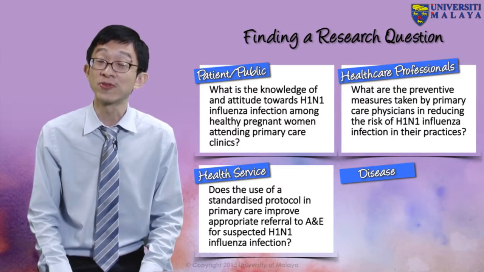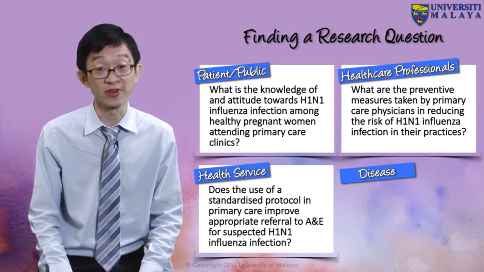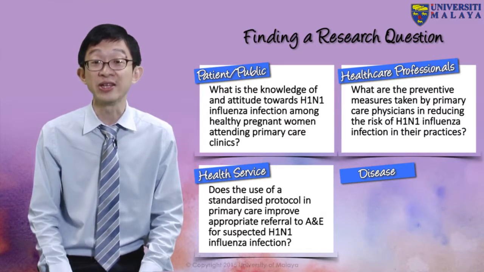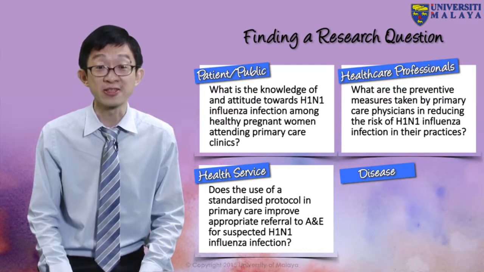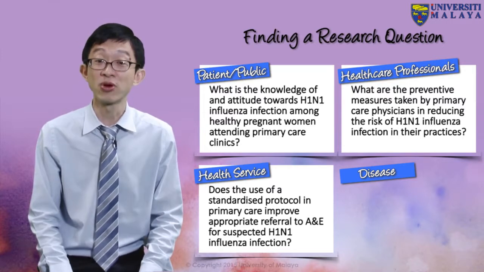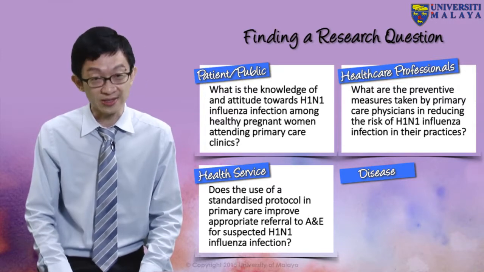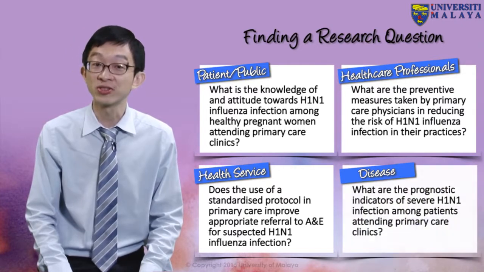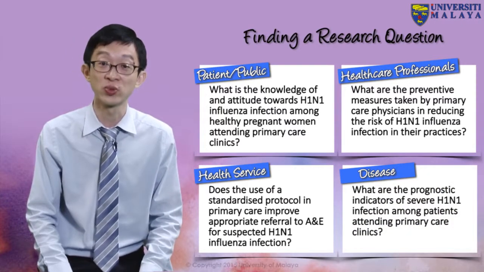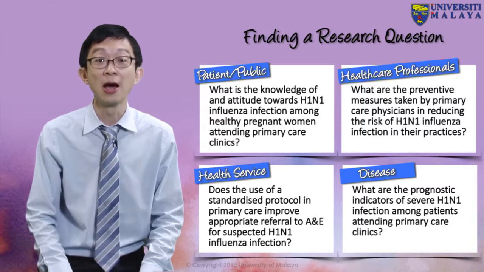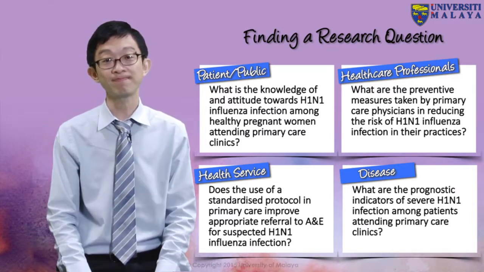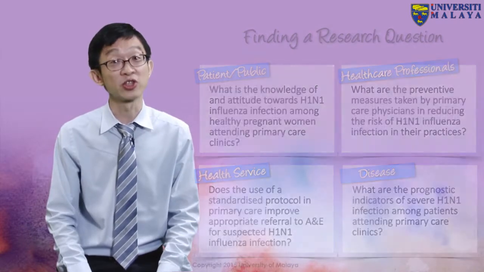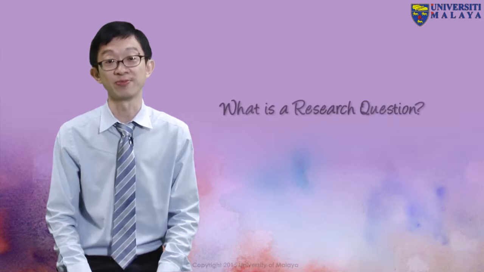Finally, you can also find out more about the H1N1 infection by looking at the natural progression, etiology, diagnosis, investigation, treatment, and prognosis. An example would be, what are the prognostic indicators of severe H1N1 influenza infection among patients attending primary care clinics? Once you have found a research topic, it is now important to develop the research question.